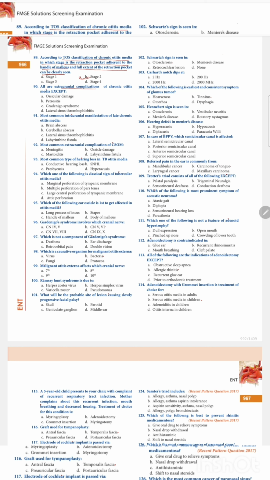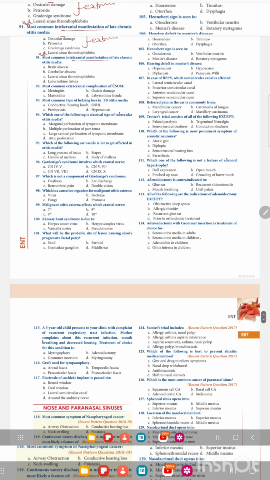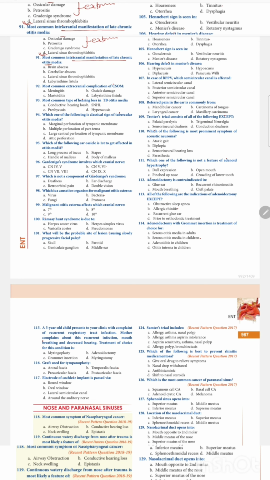All of the following are extracranial complications of chronic otitis media except lateral sinus thrombophlebitis. Lateral sinus thrombophlebitis is not an extracranial complication. The most common intracranial manifestation of late chronic otitis media is brain abscess. The most common extracranial complication of CSOM is mastoiditis.